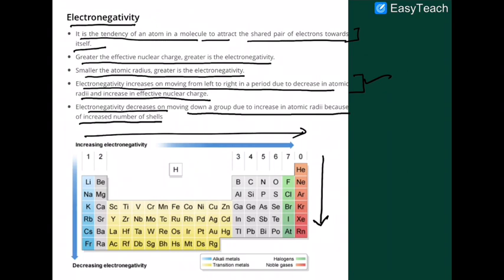Fluorine, chlorine, bromine, iodine. Fluorine is most electronegative, iodine is least electronegative. Oxygen, sulfur, selenium, tellurium, polonium. Oxygen is most electronegative, polonium is least electronegative. Nitrogen, phosphorus, arsenic, antimony, bismuth. Nitrogen is most electronegative, bismuth is least electronegative.